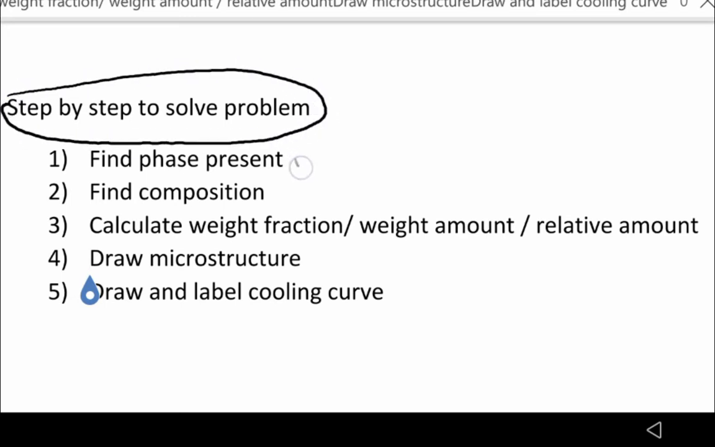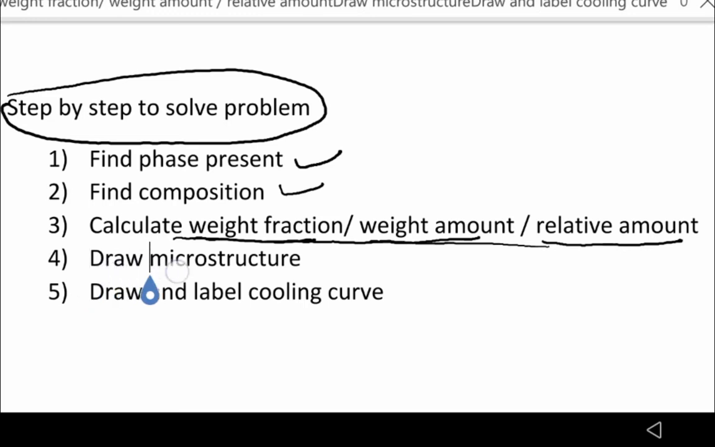The first, find the phases present. Second, find the composition. Next, calculate the weight fraction, or calculate the weight amount, or relative amount. This is the same meaning. Sometimes using the lever rule. Next, draw the microstructure. And the last one, draw and label the cooling curve.